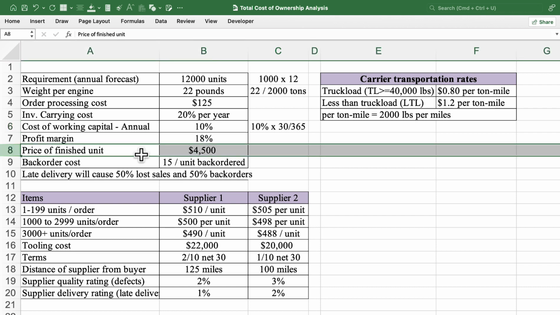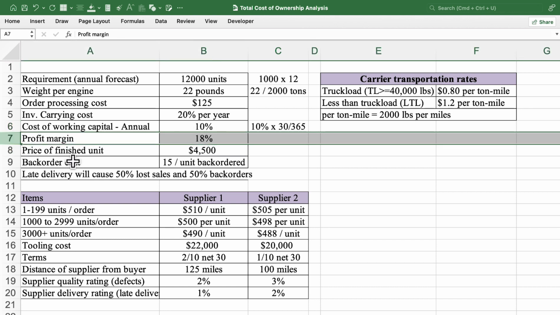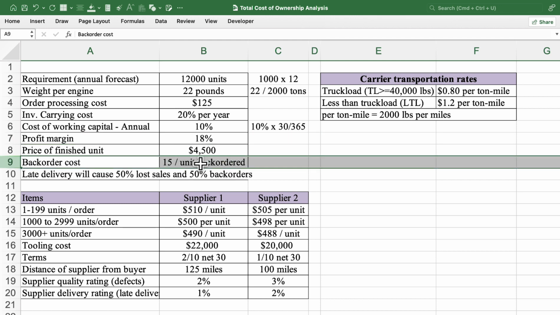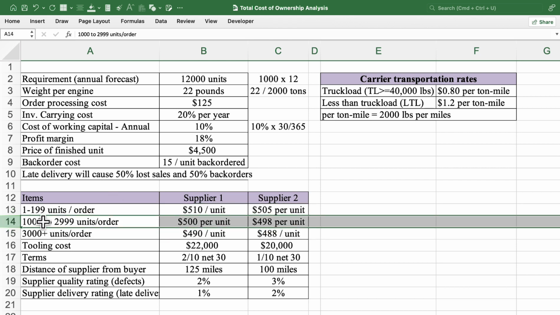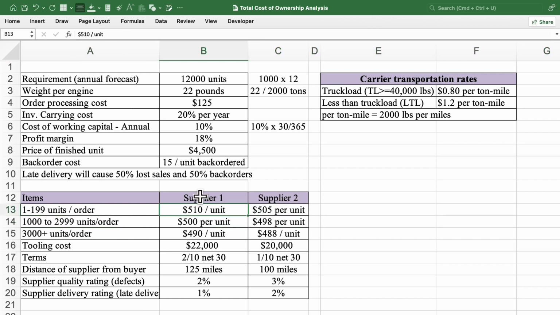Price of finished product is $4,500 and their profit margin is 18%, and back order cost is $15 per unit. Late delivery and lost sales are each 50%. Buyer will be placing an order of 1000 every time, and 1000 falls in this range. The schedule is that if buyer buys from 1 to 199 units per order, that will incur a cost of $510 per unit from supplier 1.